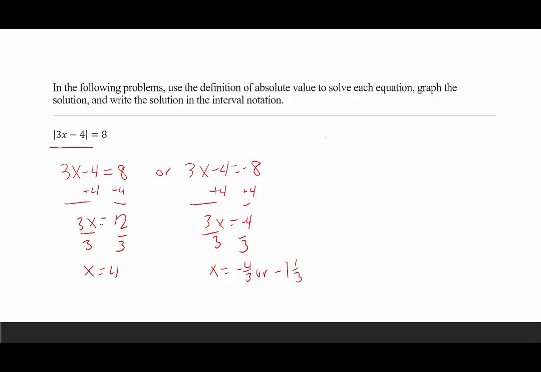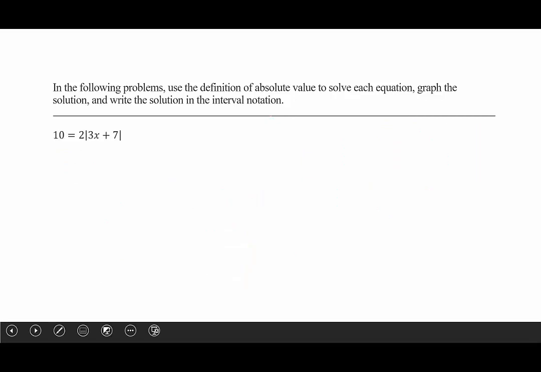Part 2, graph this. So we're going to graph it on a number line, and I need to go as little as negative 2. 1, 2, 3, 4. And negative 1 1/3, that's in between negative 1 and negative 2, a little bit closer to negative 1. And 4 will be just over 4. And in interval notation, because these are discrete points, we can just say x equals negative 1 1/3, comma 4. And that would be it. Voila. How about our next example?